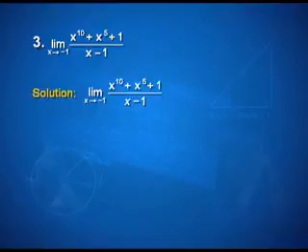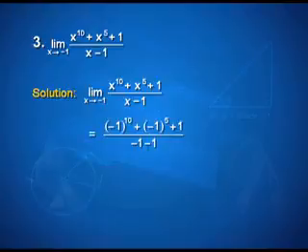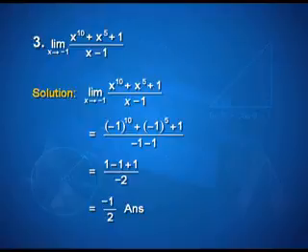Question number 3, limit of (x to the power 10 plus x to the power 5 plus 1) upon (x minus 1) as x tends to minus 1. For the solution, look, limit of (x to the power 10 plus x to the power 5 plus 1) upon (x minus 1) as x tends to minus 1 can be simplified as ((minus 1) to the power 10 plus (minus 1) to the power 5 plus 1) upon (minus 1 minus 1), that is equal to (1 minus 1 plus 1) upon minus 2, that is equal to minus 1 upon 2.